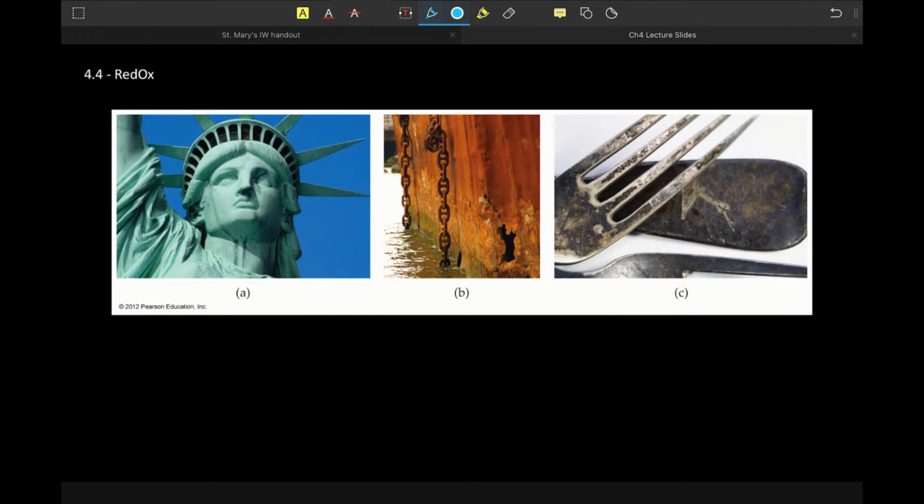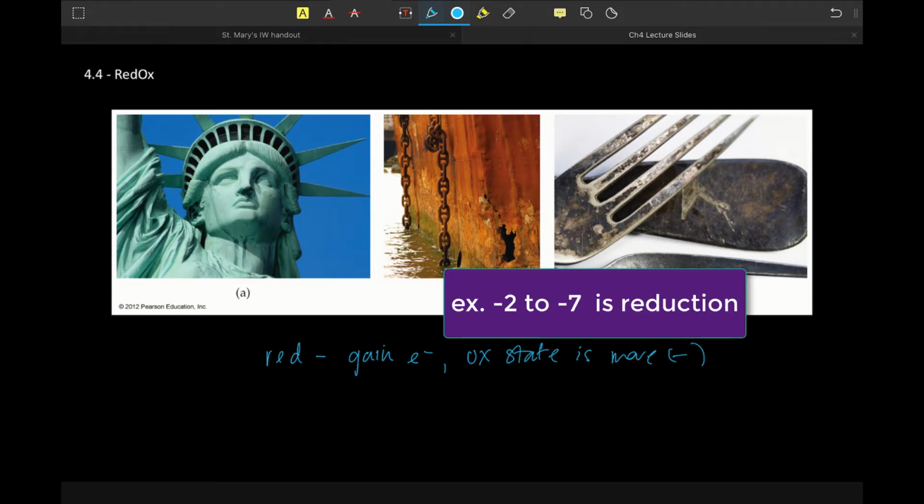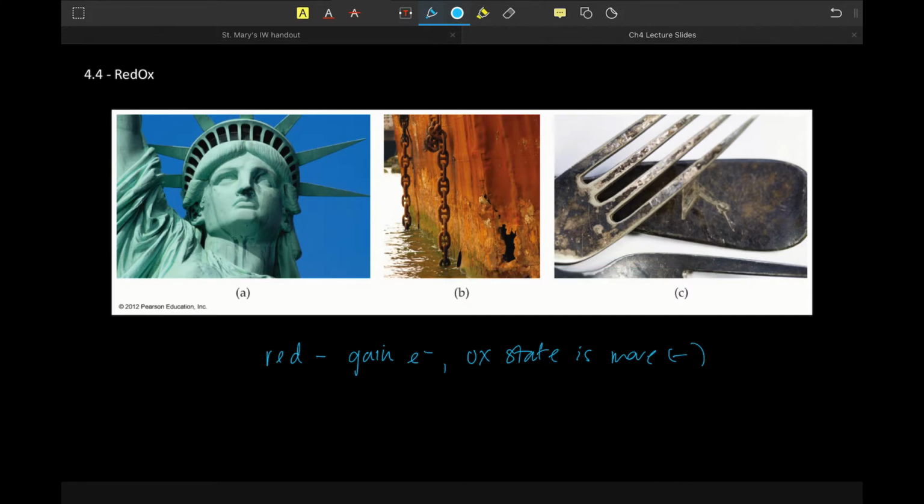But for right now, it's important that we talk about our definitions. When we say that something is reduced, we say that it gains electrons, which also means that its oxidation state is more negative. We want to be mindful with our wording here because more negative actually means smaller. We don't want to use the word bigger because that would be inappropriate. So make sure that your words are clear. I always say that the oxidation state becomes more negative.